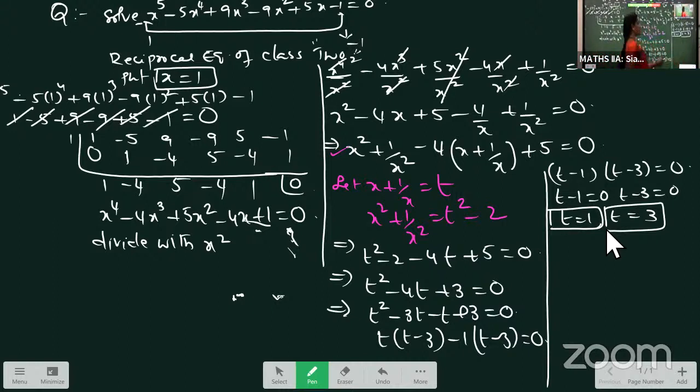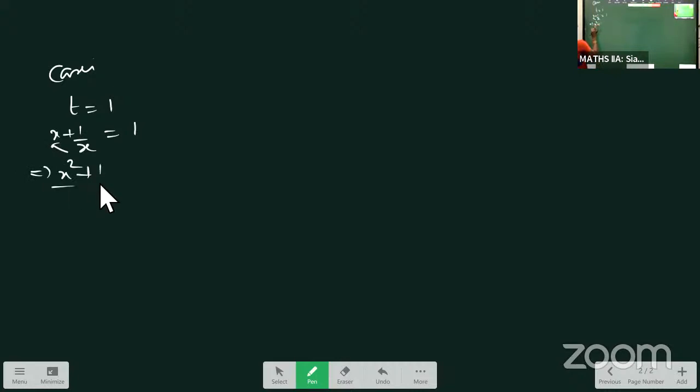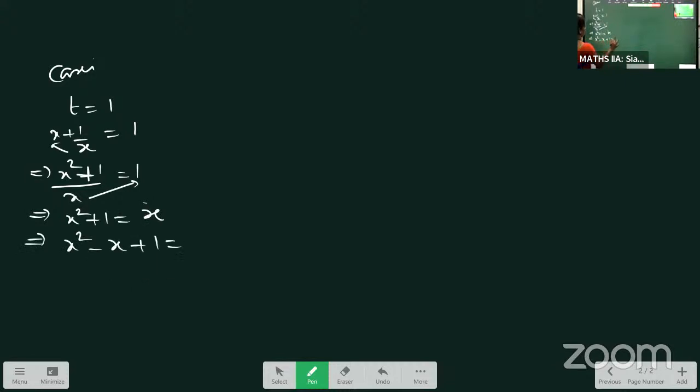So the cases we have are t is equal to 1 and t is equal to 3. We go for case 1, t is equal to 1. But what is t? t is nothing but x plus 1 by x. So x plus 1 by x is equal to 1. If you take the LCM here, we get x square plus 1 by x is equal to 1, and do the cross multiplication. x square plus 1 is equal to x, then x square minus x plus 1 is equal to 0.